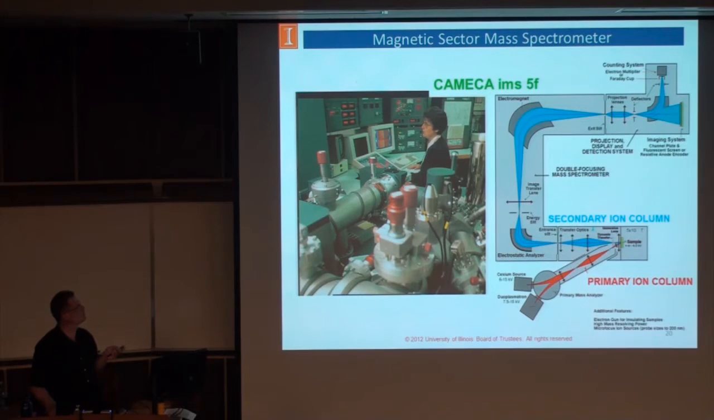The electron multiplier tends to get used the most. It gives us a very large dynamic range from 0 counts per second up to about 10 to the 5th counts per second. If you have too many counts per second, then you can go to the Faraday cup and go much, much higher.